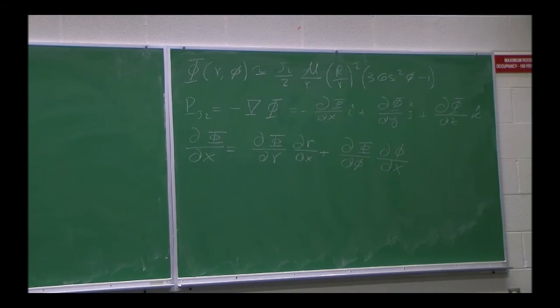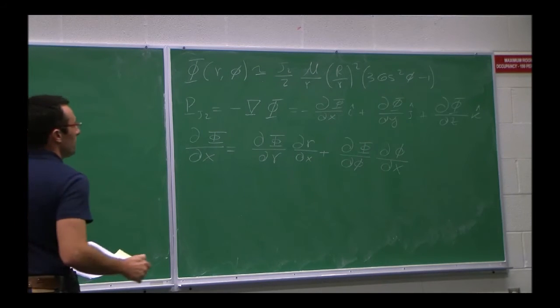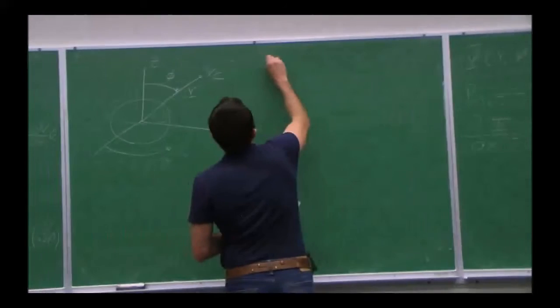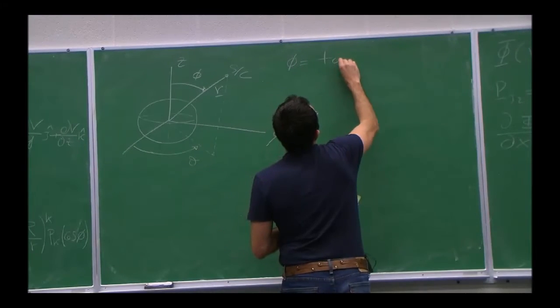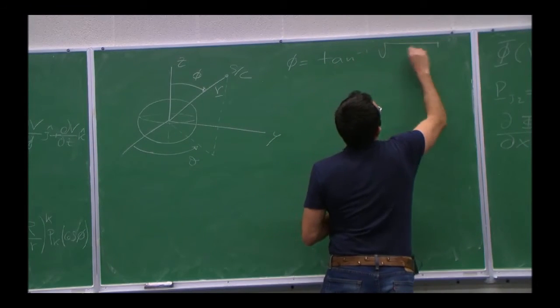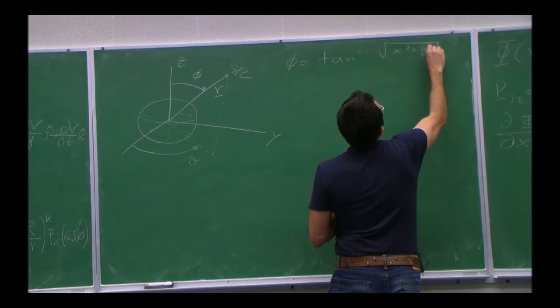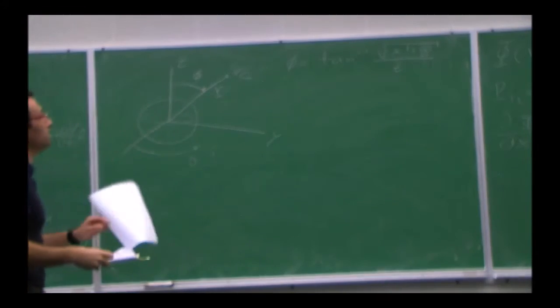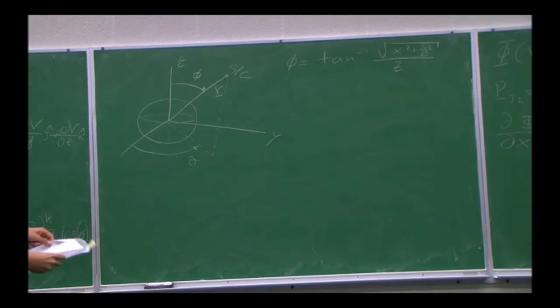Okay? Now, what do we know? We know the following. We know that phi, by the way, is given by some relationship here. Phi will be the arctangent of square root of x squared plus y squared over z, if I'm not mistaken. You can prove that to yourself. Yeah, that makes sense.